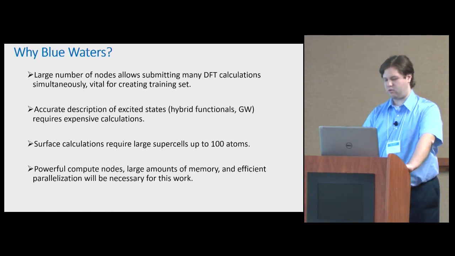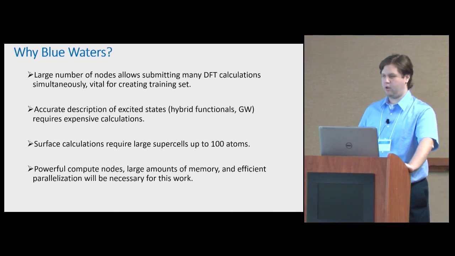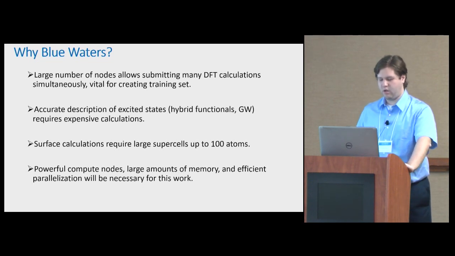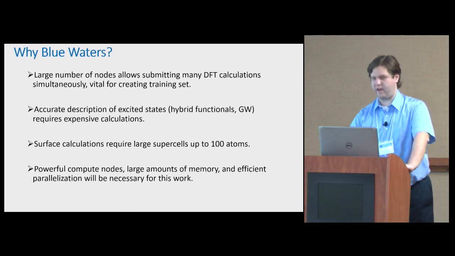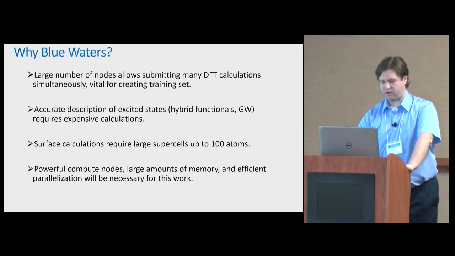Surface calculations will require large supercells up to hundreds of atoms, which, once again, to run efficiently, we need to parallelize over many nodes. And we also have issues with data storage of the VASP output files.